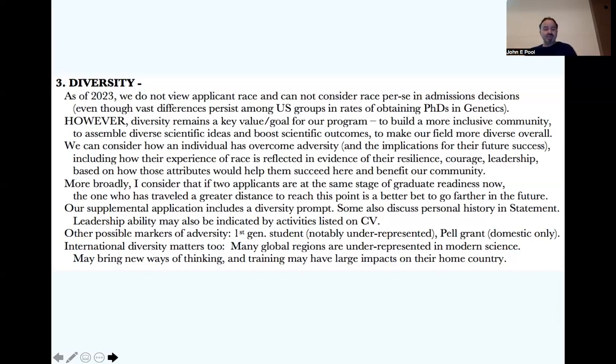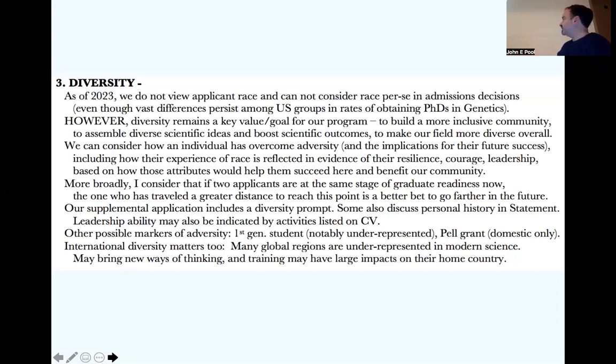But some of the things we might be looking for are, again, in what ways have they overcome adversity, and how does it set them up for future success? What character traits does that imply? We can reflect, we can consider all different aspects of their background, even including race as it relates to evidence of things like resilience, courage, and leadership, based on how those traits would help them succeed here.